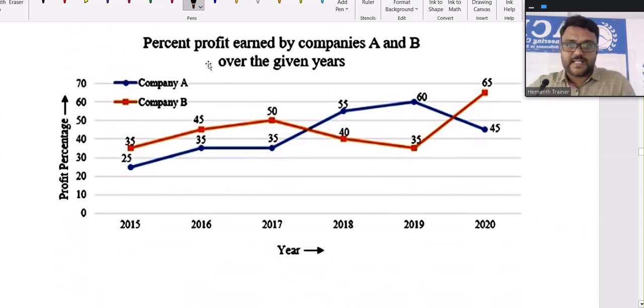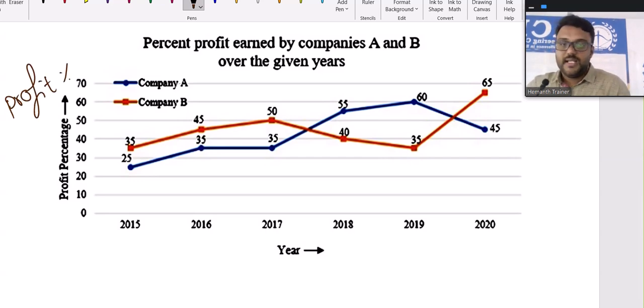Percent profit earned by companies A and B over the given years. The y-axis is related to profit percentage, year by year. The red color is related to B, blue color related to A. So 35% is the profit for B in 2015, and A's profit is 25%. In the exam, you are allowed to zoom the image and see the values. That's not an issue.